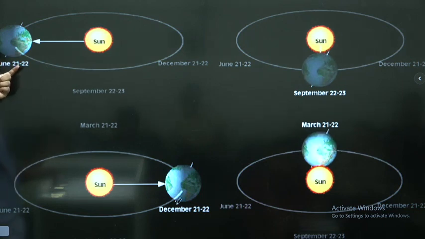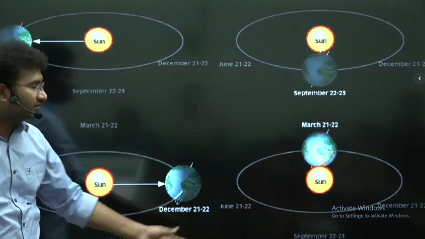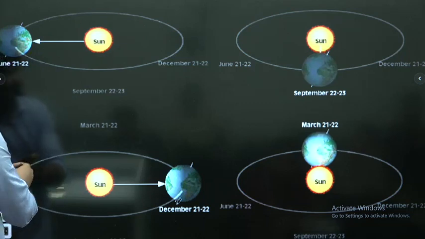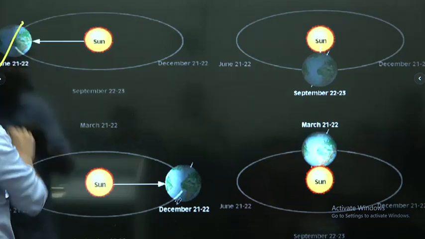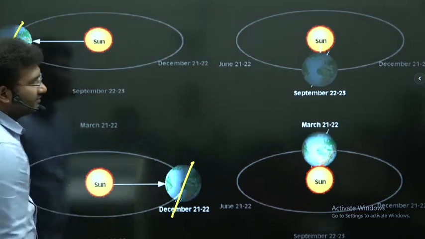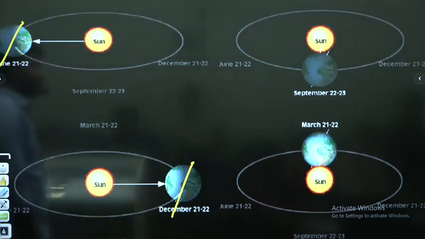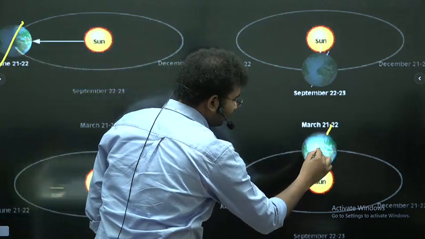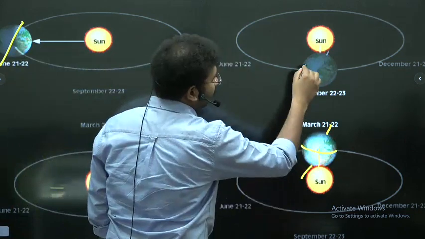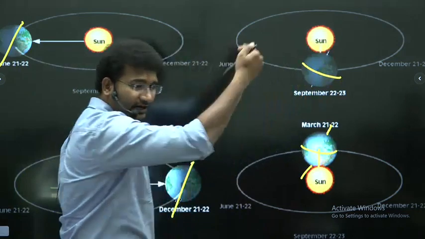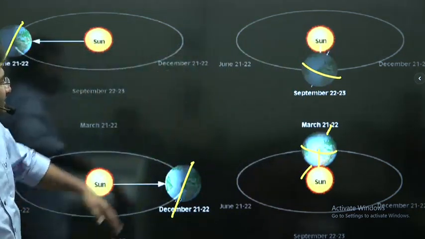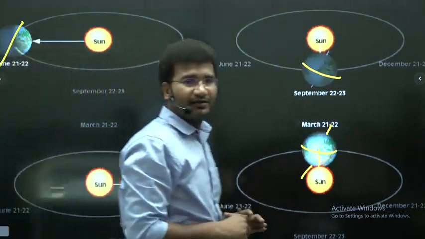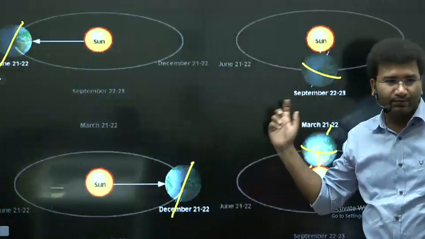So from June 21st to December 21st, you see here, the axis is always the same. The axis is parallel, right? The sun's rays are directly falling on the equator. Here also the sun's rays will be falling directly on the opposite side on the equator. So this is the orbit. On this orbit you will see the sun shifting its positions.